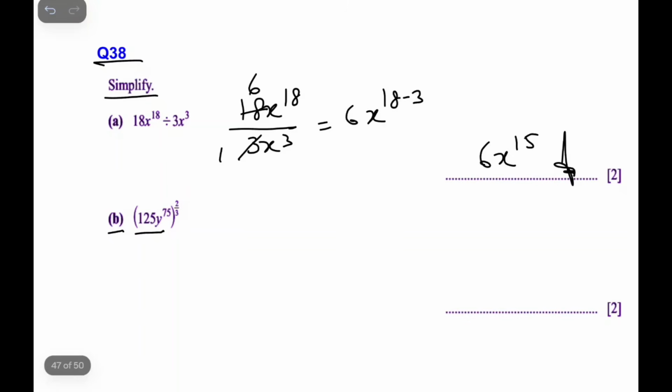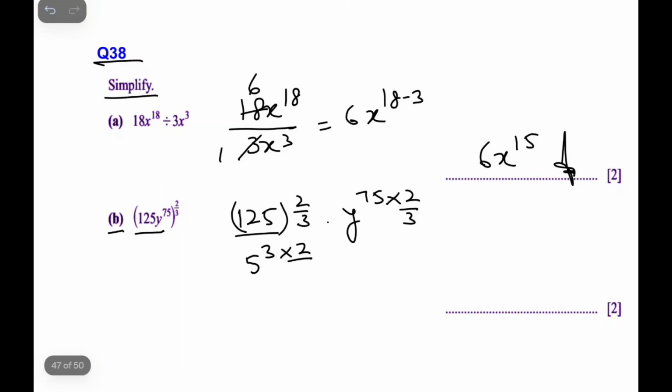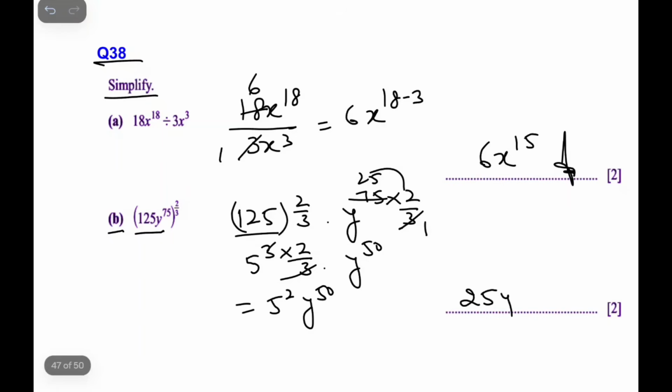B part, (125y power 75) whole power 2 by 3. So this can be written as 125 power 2 by 3 times y power 75 into 2 by 3. Now 125 can be written as 5 cube, times 2 by 3. So 3 times 1 and this will be 25. 25 times 2 will be 50. This also cancels. We are left with 5 power 2 y power 50. So 25 y power 50 will be the answer.